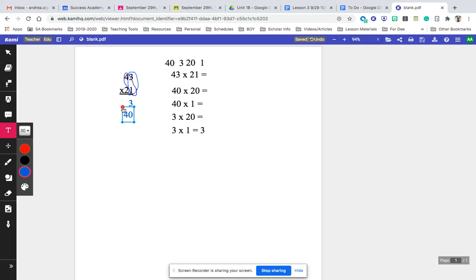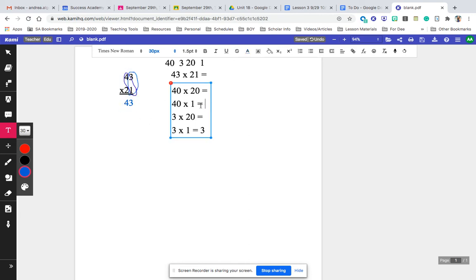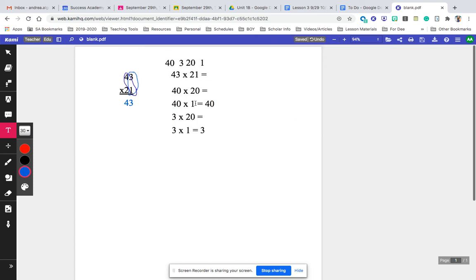Or I could be sneaky, right? And I know that 40 plus 3 is 43. So rather than doing it as two different things, I'm just going to put that 4 right there and make it 43 because I know that 1 times 43 is equal to 43. And if I look over here, 40 times 1, that's also a partial products equation. So we've done that step as well.